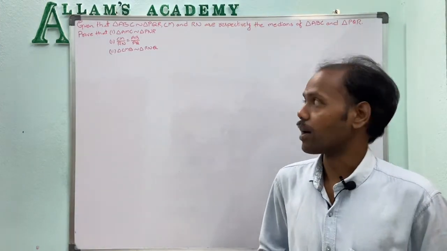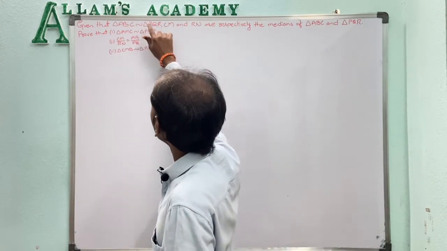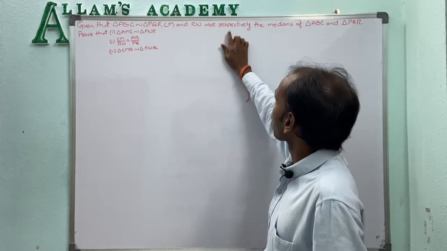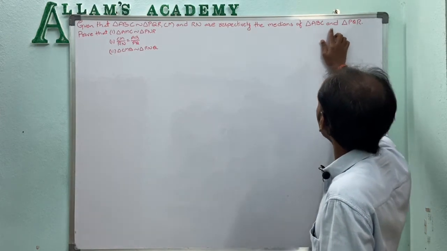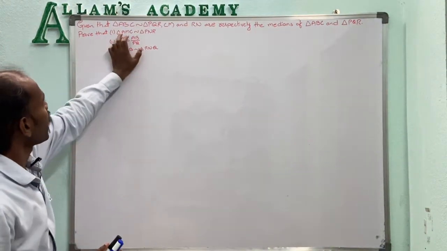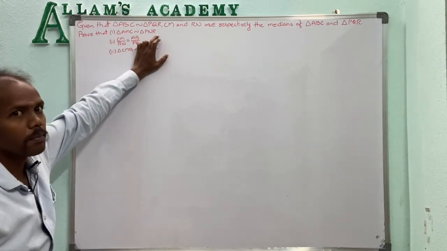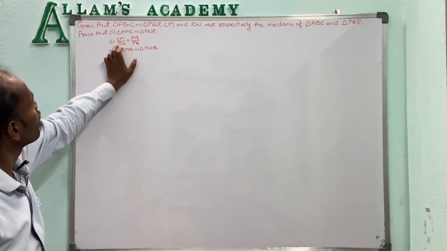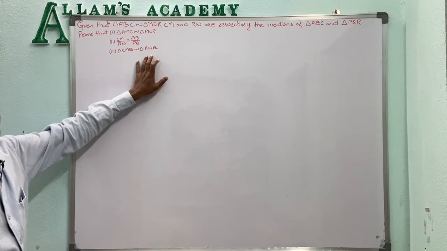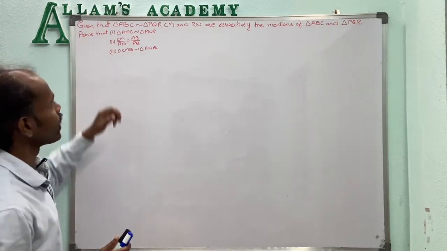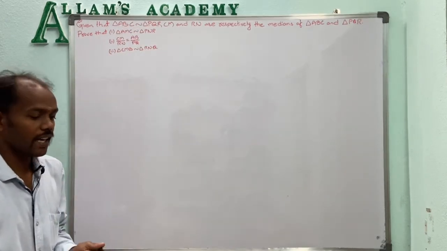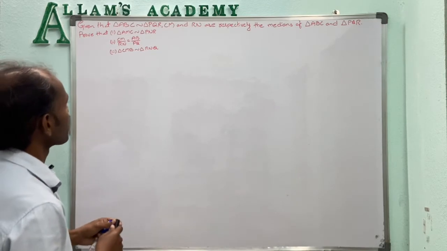Here a problem is given: triangle ABC is similar to triangle PQR, CM and RN are respectively the medians of triangle ABC and triangle PQR. Then we have to prove that triangle AMC is similar to triangle PNR, CM by RN equal to AB by PQ, and triangle CMB is similar to triangle RNQ. These three we have to prove. Here ABC and PQR are two triangles. So the triangles, drawing.